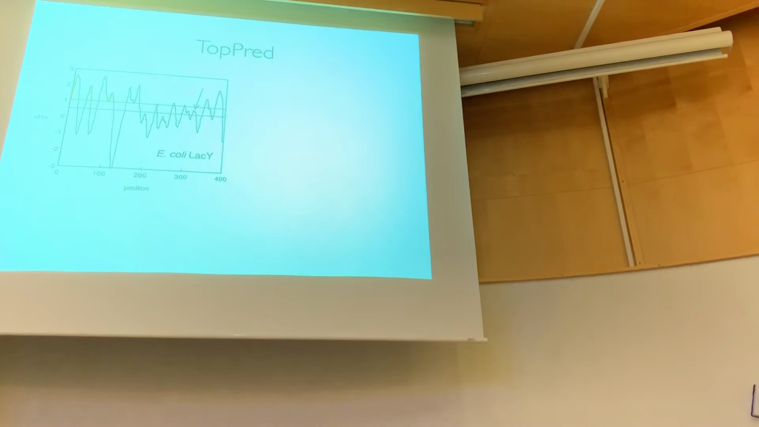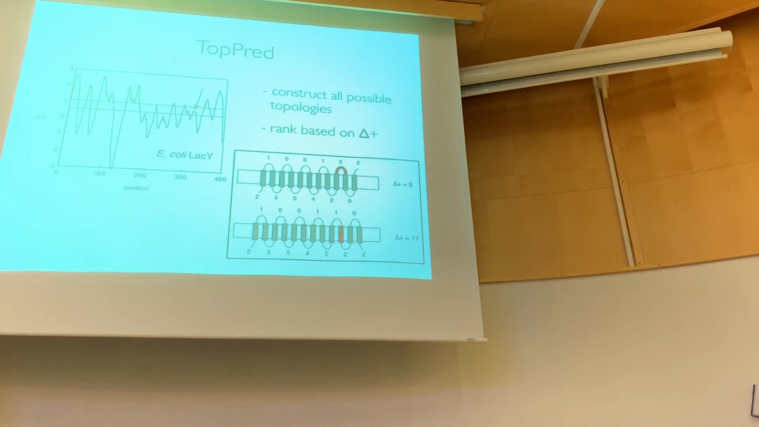So how do you choose 11 or 12 in this case? You use the positive inside rule. That was the idea. So you make those models. Here is the 11, and here is the 12 TM model.